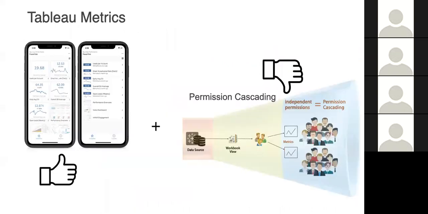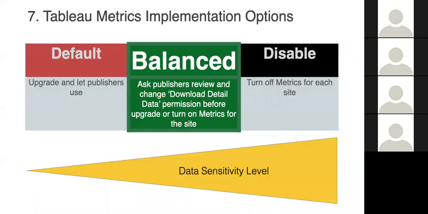Okay, recap. Metrics are beautiful, metrics are instant, metrics on the phone everywhere. But beware the challenge: the behavior of the permission cascading feature that can create potential permission chaos. So what is the deployment guide from me, as a server admin? Well, it depends on your company's data situation on your server. You can go with the default, meaning just upgrade, let it be.